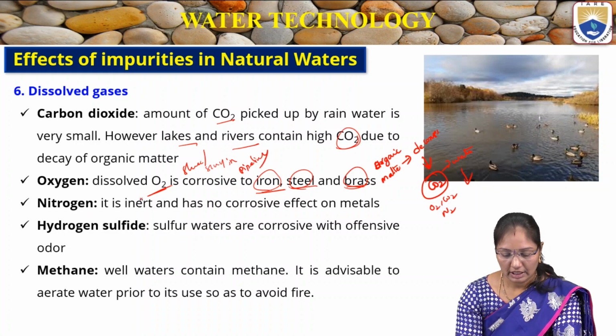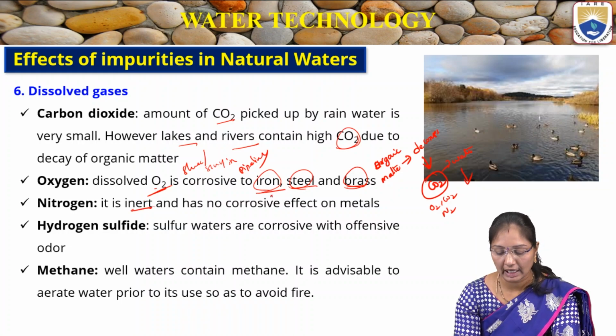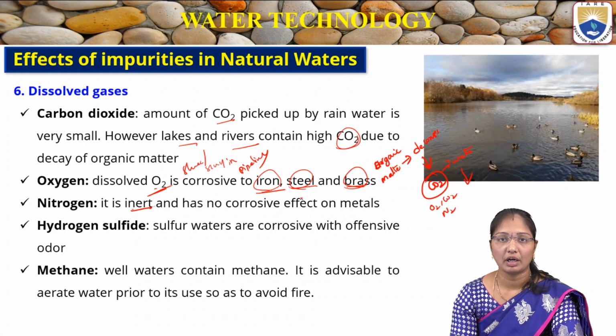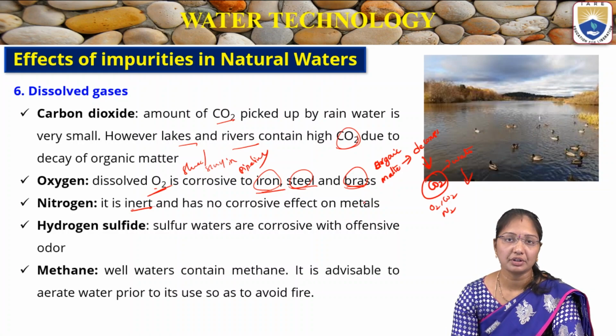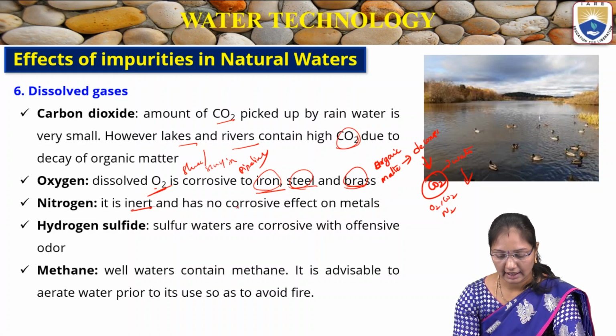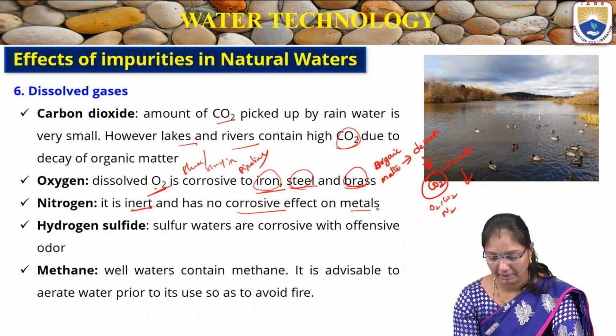So nitrogen is inert. It won't react like other gases. Oxygen, for example, mixes with iron or steel, which gets oxidized, and iron oxide is formed, which is nothing but corrosion on the surface. Nitrogen is inert and has no corrosive effect on metals.